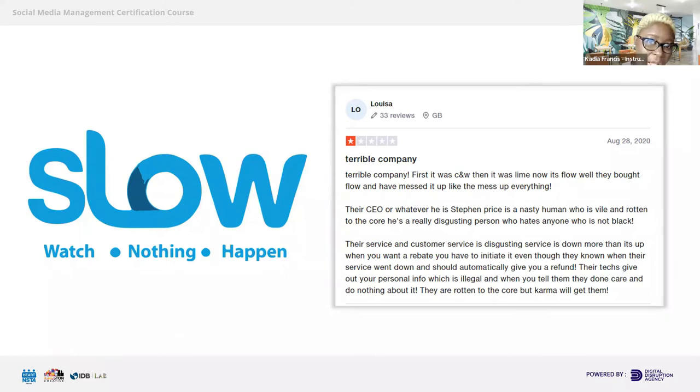And then because the culture actually did not change, the same behavior from Cable and Wireless came over with Lime and now came over with Flow. And so you get reviews like this. Terrible company. And look at what this reviewer said. First it was Cable and Wireless. Then it was Lime. Now it's Flow. Well, they bought Flow and have messed it up like they mess up everything.